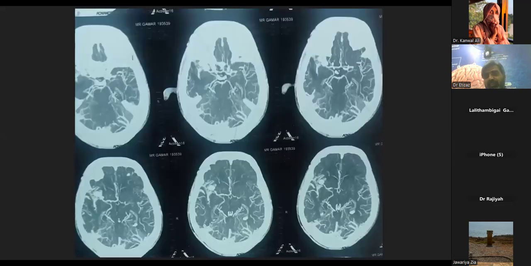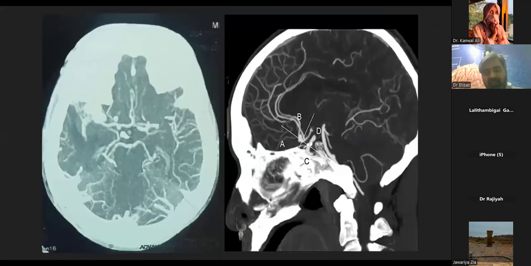So this is the CTA of a patient. This is my own patient. He presented with this. So can anyone interpret it now? Anyone? This is CT angiography. Yes, please. I'll try, Doctor. Yes, this is a CT angiogram.